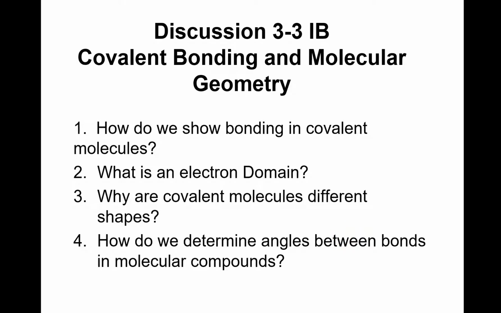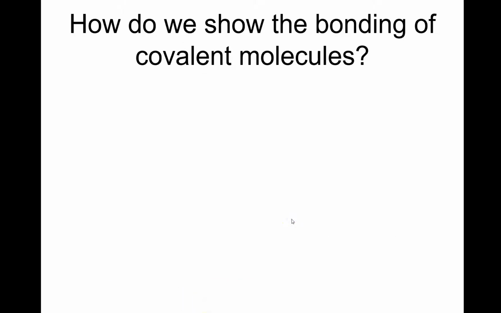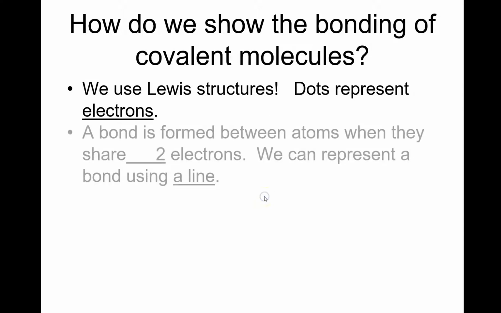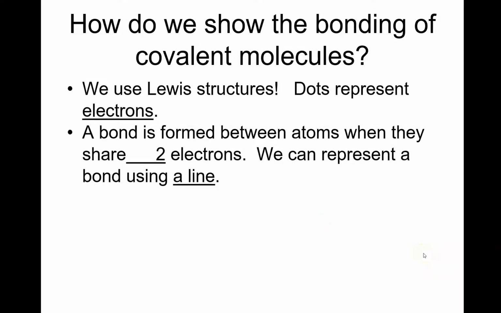All right, in this lesson, we're going to talk about how we use Lewis dot structures to show the bonding in covalent molecules. So the first thing that we need to discuss is what exactly different notations mean in Lewis dot structures. So when we draw these, you probably remember from 3.1, dots represent electrons. So we can represent electrons using dots, or when we want to show a bond is formed between atoms when they share 2 electrons, we can represent a bond using a line or using 2 dots.